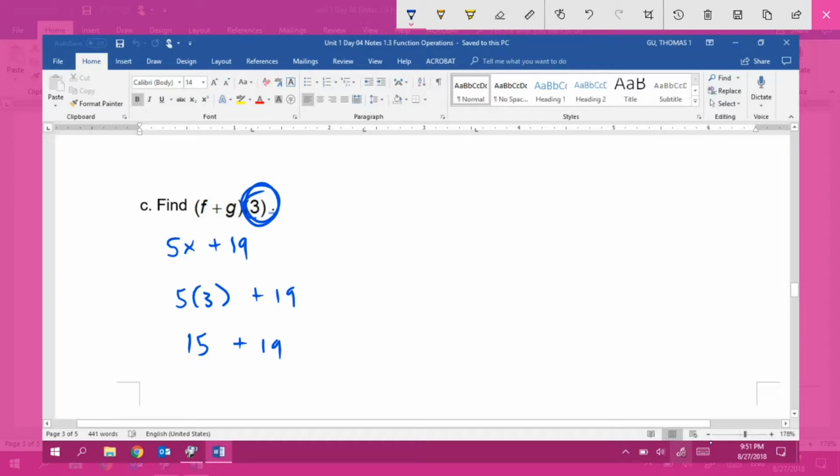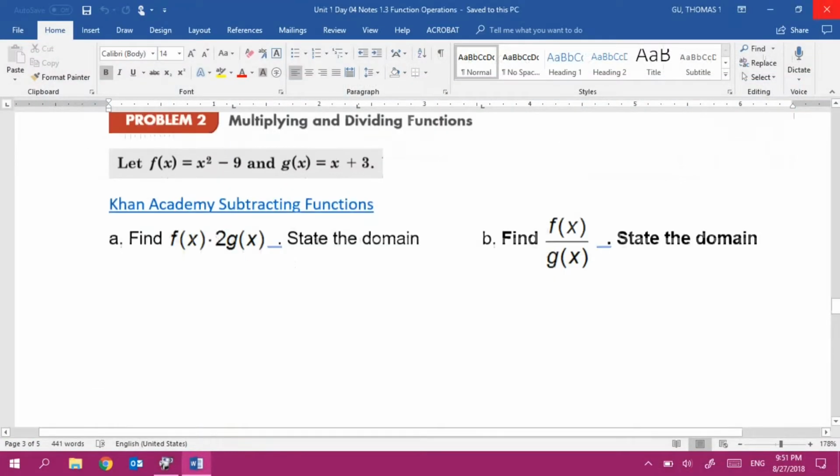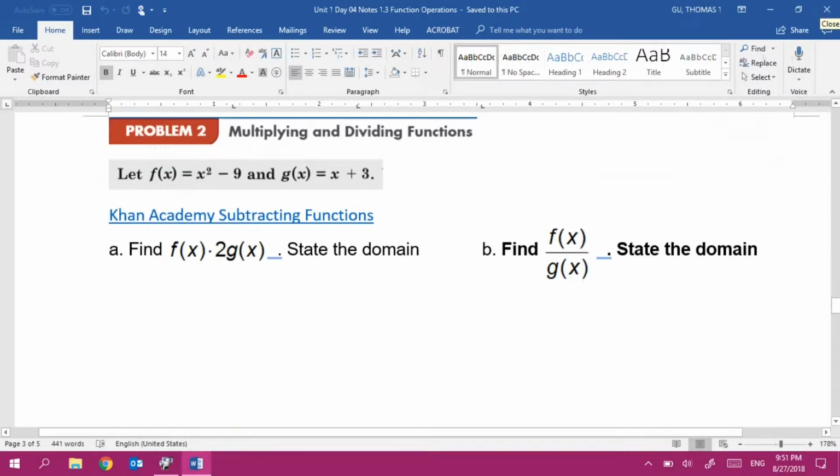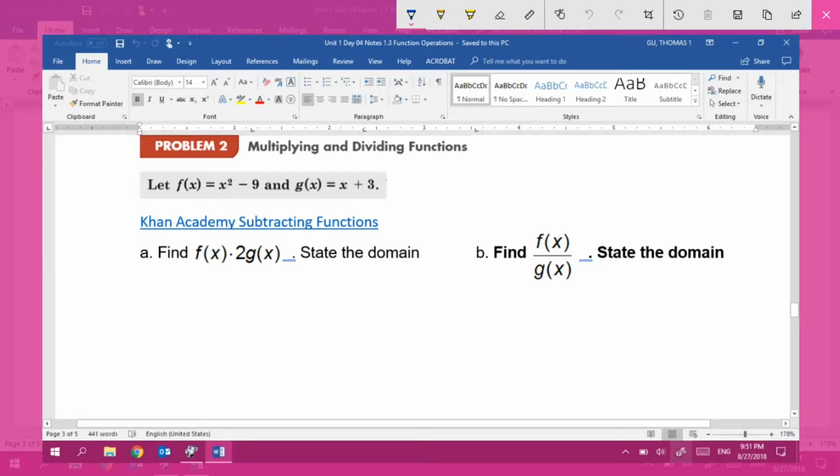34. So 34 is the answer right here. f plus g of 3 is 34. Moving on, here we go to multiplying and dividing functions. All right, find f of x times 2g of x. Whoa, that's a new one, times 2g of x.